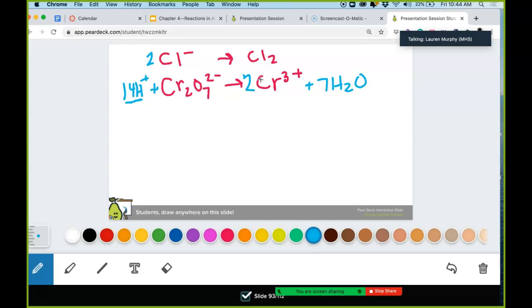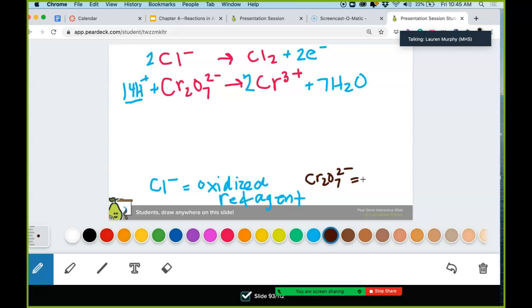Okay, so all elements are balanced. The next thing you have to do is balance charge. So this is -2 right here, so I have to put 2 electrons over here. This guy is losing electrons, getting rid of electrons. So Cl- is my oxidized species, also known as the reducing agent, which by default makes the dichromate the reduced species, which makes it the oxidizing agent.